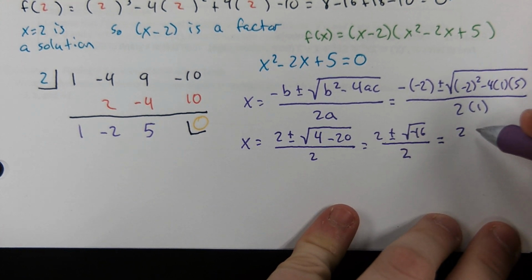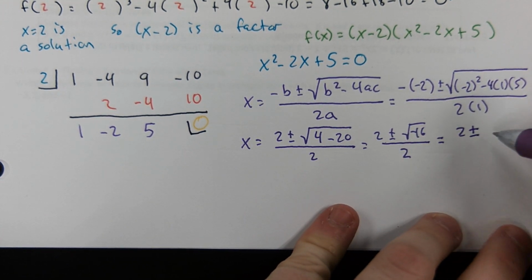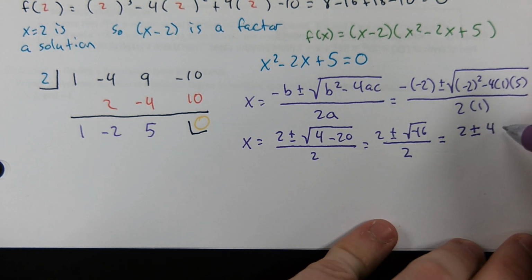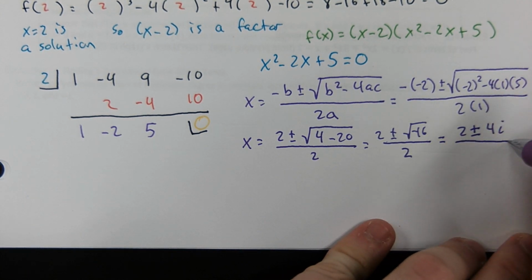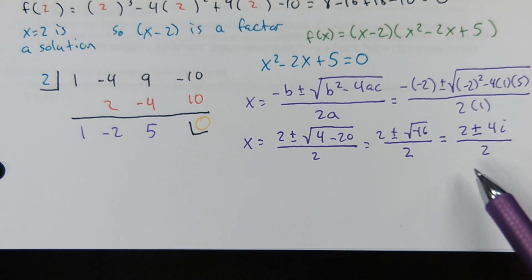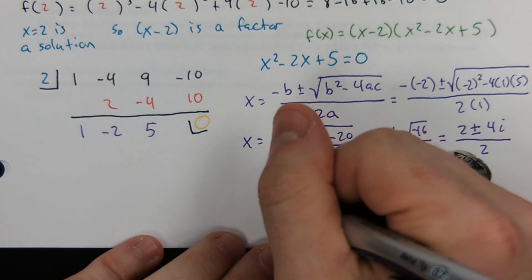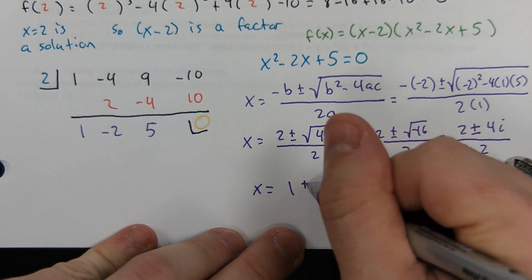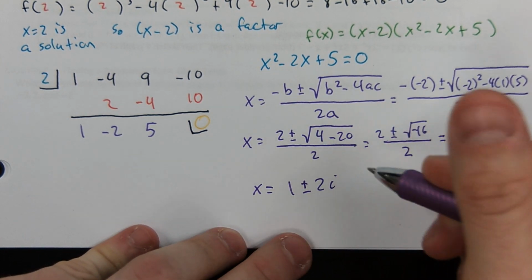What's the square root of -16, folks? 4i. There we go. The square root of a negative number is always imaginary. So the square root of -16 is 4i. And both of the numbers 2 and 4 can be divided by this denominator of 2. So we get our other two solutions are x equals 1 plus or minus 2i.